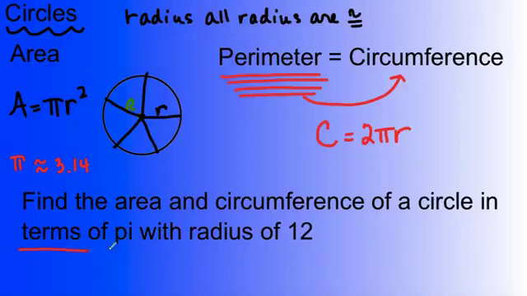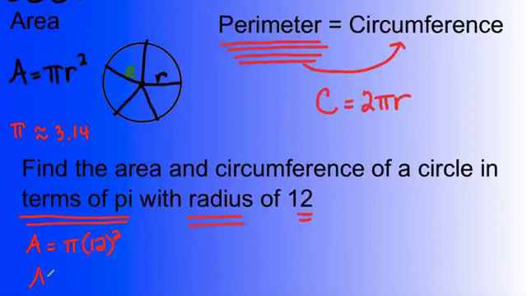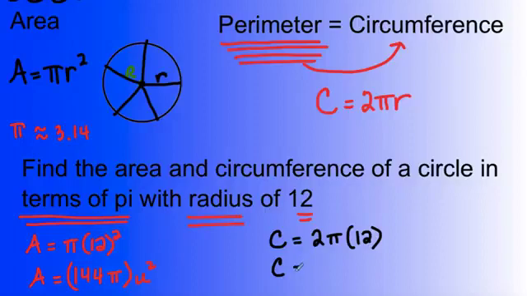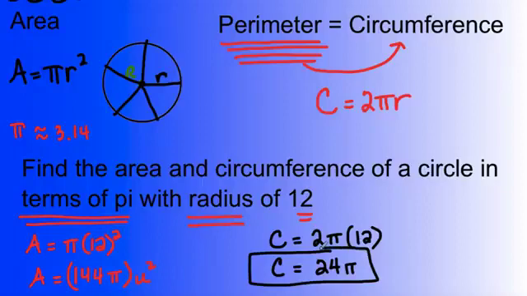All right, so if I want to find the area and circumference of a circle in terms of pi, which means we're going to leave pi in our answer, and it has a radius of 12, we're going to do A equals pi times 12 squared. Okay, 12 squared is 144, so my area would be 144 pi units squared. I'm actually going to put that in parentheses so I know it's the whole thing being units squared. All right, now we want the circumference. The circumference is 2 pi r, so 2 pi times 12, which is going to give me 24 pi. And those answers are both in terms of pi.